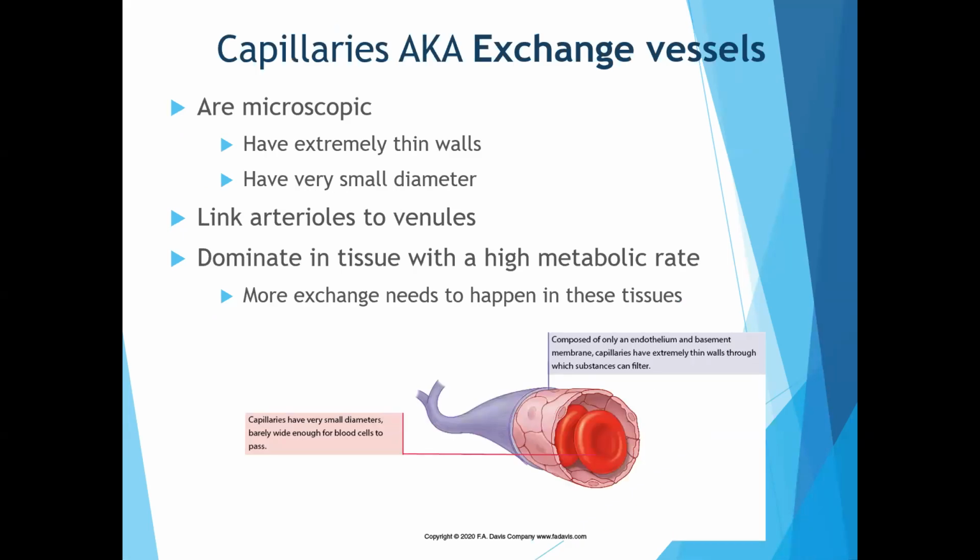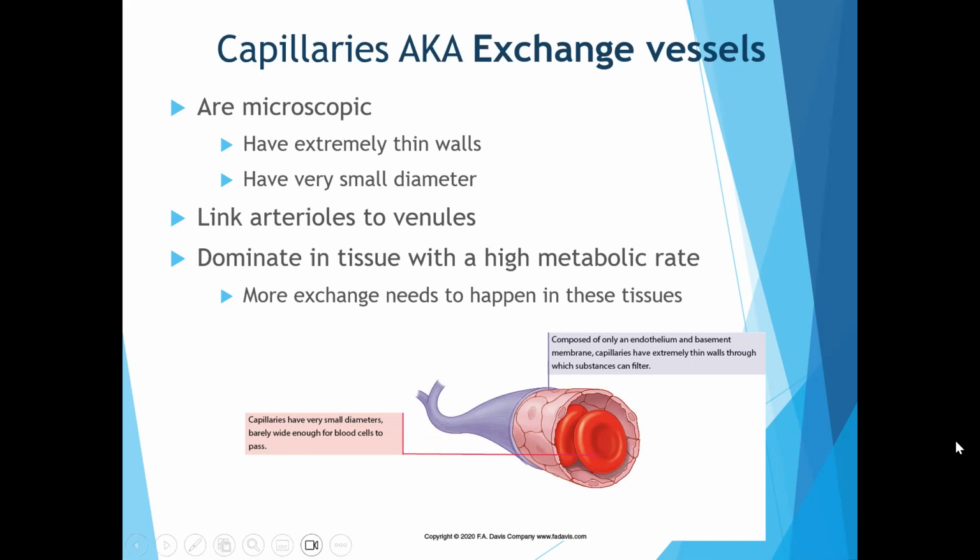Okay, so our capillaries, these are our exchange vessels. So we need these to actually have the exchange occur itself. So they have very thin walls, very small diameter. As I said, they link our arterioles to our venules. And so they're going to be really abundant in tissues that have a higher metabolic rate because in those tissues, we need a lot more exchange to happen.